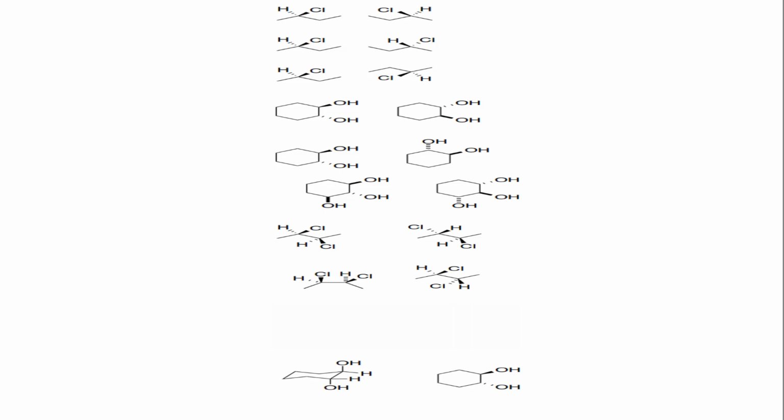Alright, let's see about these guys. We have a chlorine. It's going to be 1, 2, 3, and 4. So that's 1, 2, 3. Hydrogen is in the back, so that's the correct way. That's going to be R. We have 1, 2, 3, and 4. That's 1, 2, 3. That's the incorrect way. That's going to be S. So we have an R compared to an S, that's what? Enantiomers. Alright.